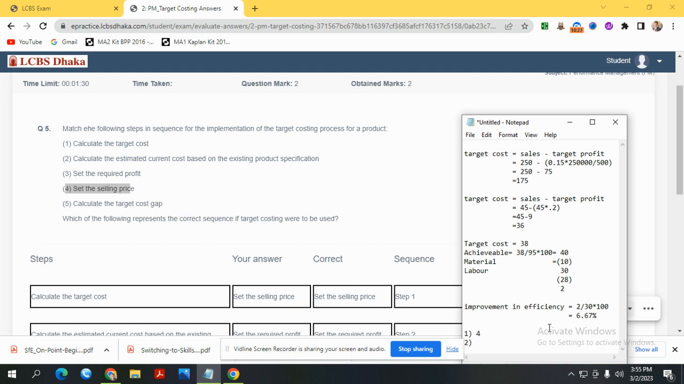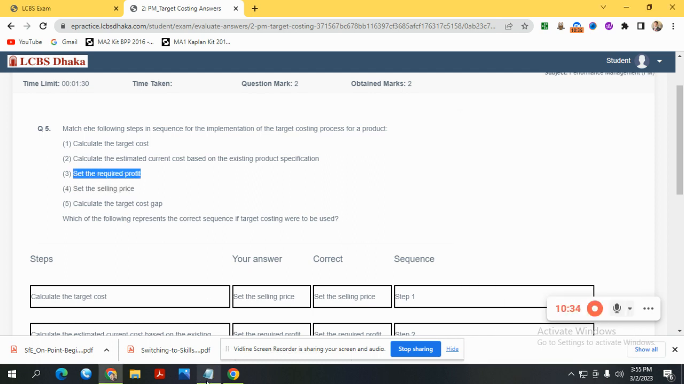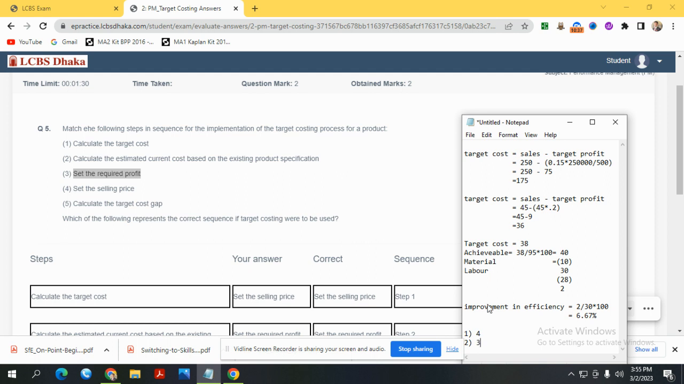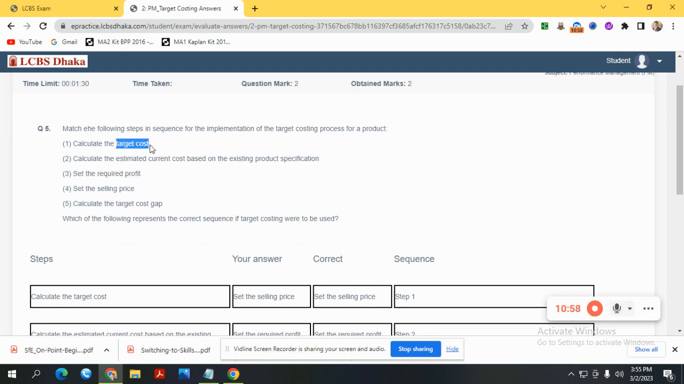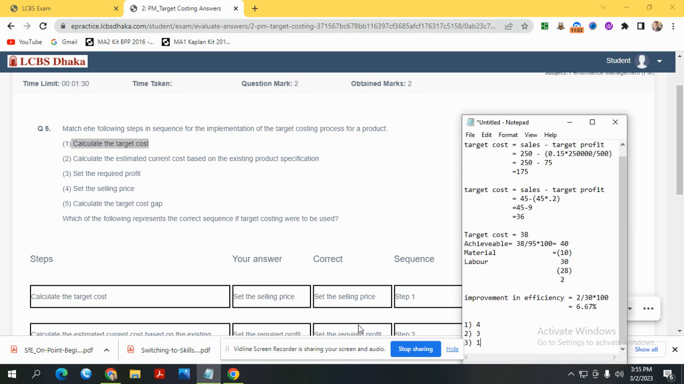After we set the selling price, what do we do? After setting the selling price, we calculate our target profit, which is given right here. Set the required profit. So this is our step 2. What is the third step? The third step is our target cost: selling price minus target profit, and we get the target cost. So target cost is right here, number 1. Okay? So step 3 should be this.